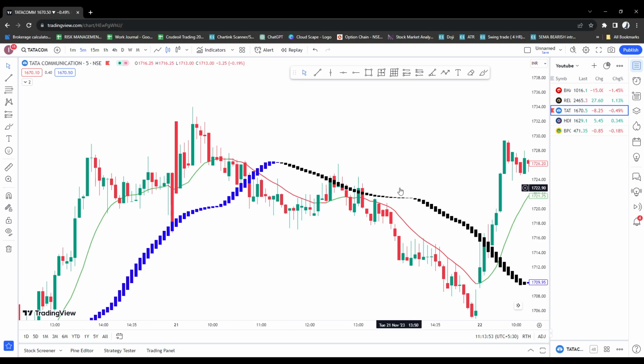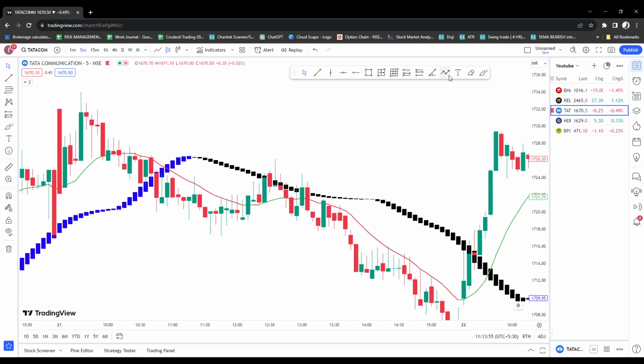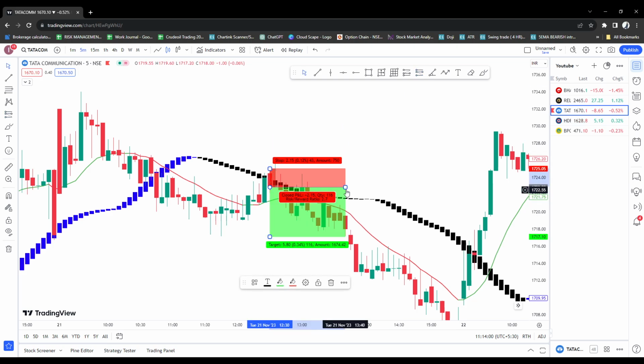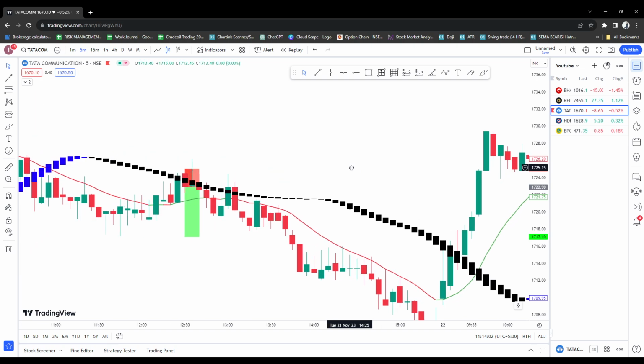But here we see some rejections. Okay, here we see a rejection. So what do we do? We enter the trade here. This is a stop loss. It got hit immediately. We stay out of it.